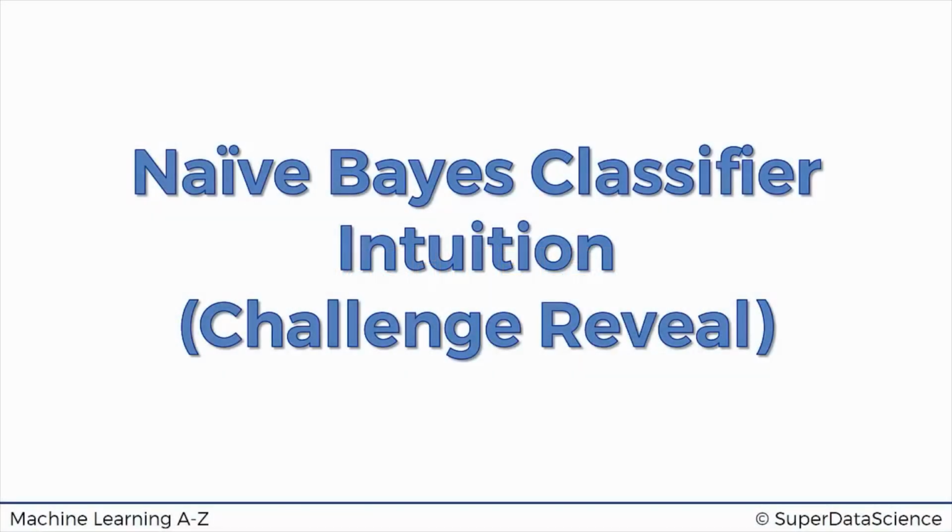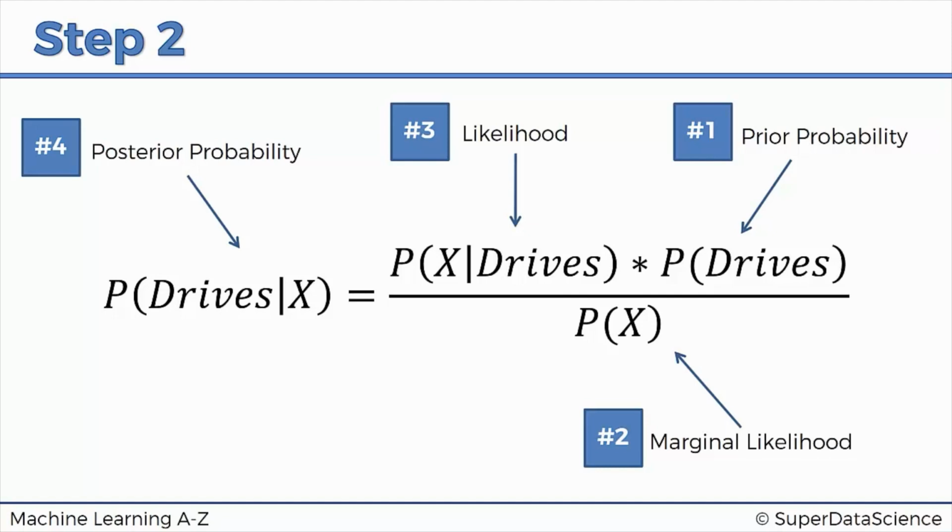In today's tutorial, I'm going to show you my solution of the challenge that I threw at you last time. In the previous tutorial, we had the challenge to calculate the posterior probability of somebody being a person that drives to work, given that they are placed in the position where we are placing the new observation for our dataset. Basically, what is the likelihood of that new observation representing a person who drives to work? The way we need to calculate it is using the Bayes theorem, which is right in front of us. And now we're going to walk through it.